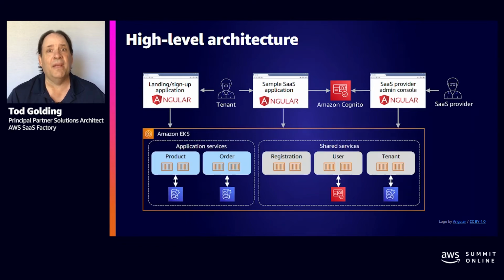Now, under the hood of those applications is an EKS cluster. And the EKS cluster is broken down in that left and right model that we talked about at the beginning. On the left-hand side are the microservices that we deploy for our tenants. So we've got product and order with DynamoDB here. And on the right-hand side, you'll see we have the shared services: registration, user, tenant, etc. These are the ones that we talked about at the beginning, where they'll manage the onboarding of a tenant. They'll manage the management experience through the admin console of the tenant. And you'll see these use Cognito and DynamoDB as well. But all of this is running inside of an EKS cluster.